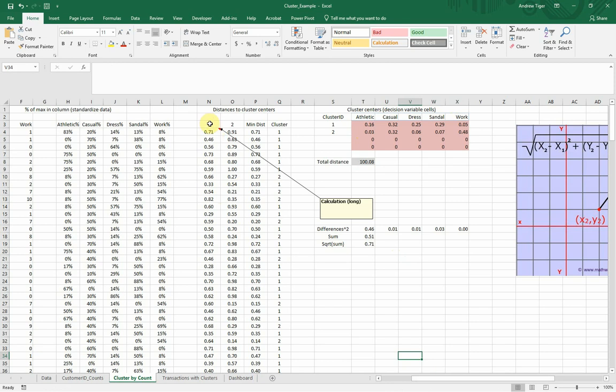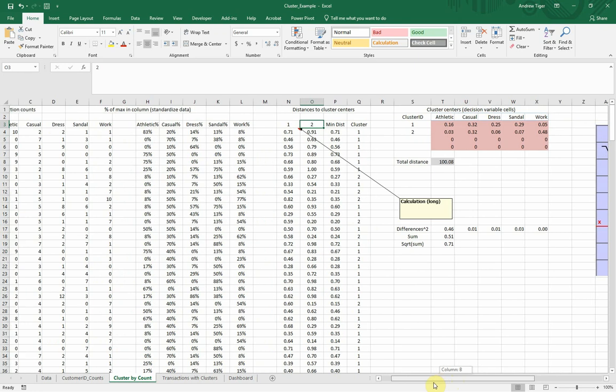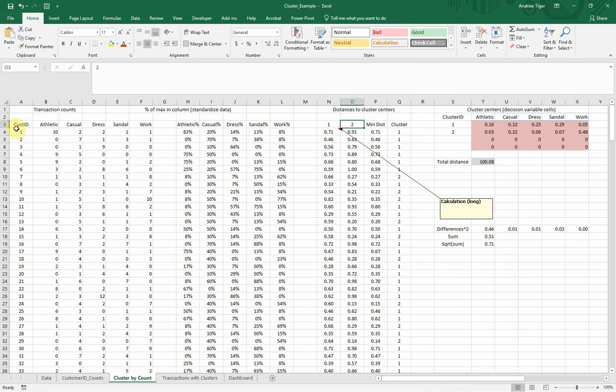So we have 2 clusters. We're going to try to group these five purchases into 2 clusters, and you can see that customer 1 right now is closer to cluster 1 because this number is smaller than this one, so this customer gets grouped into cluster 1. And you can look down here, this number is smaller than this one, so this customer gets grouped into cluster 2.